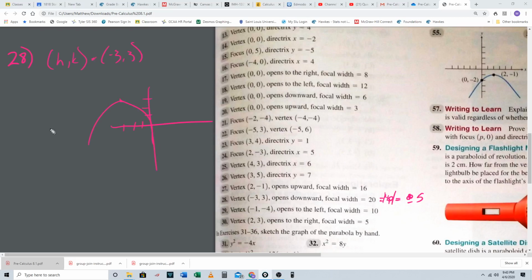Okay, means it is x squared, (x - h)^2 = 4p(y - k). We already know h and k, and we already know p. So plug everything in. x minus a -3 is plus 3, squared, equals -20(y - 3).